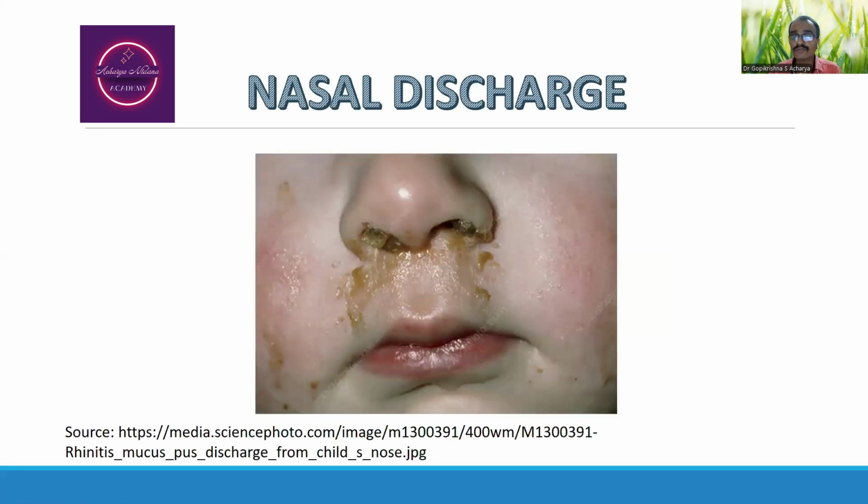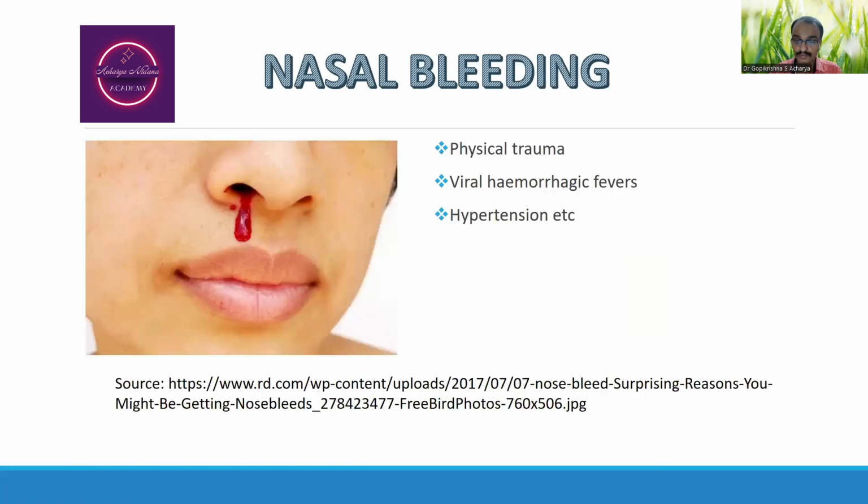This is indicative of nasal discharges. Sometimes it may be watery, sometimes it may be yellowish in color. This is indicative of rhinitis or sinusitis, etc., that means infections related to the upper respiratory passages.